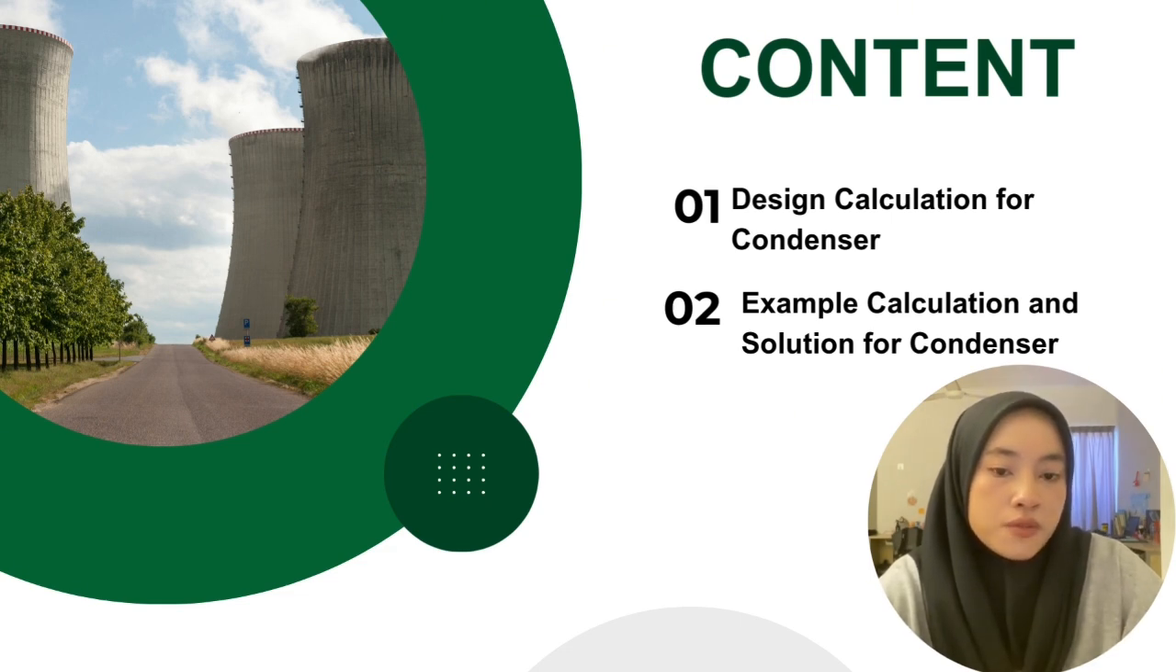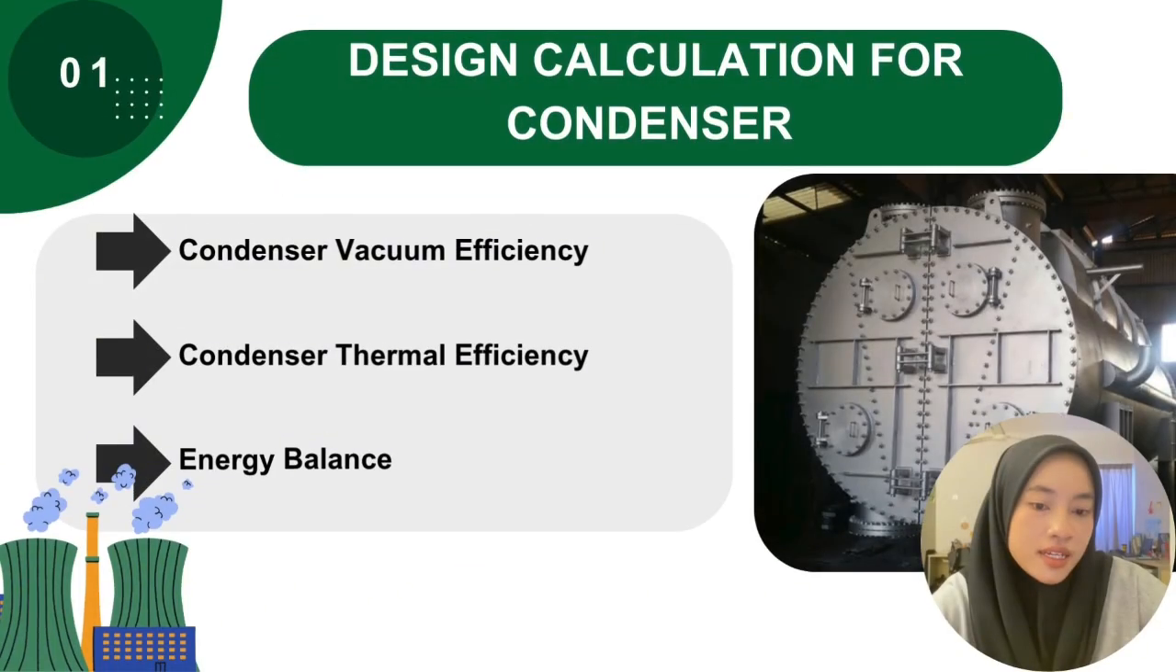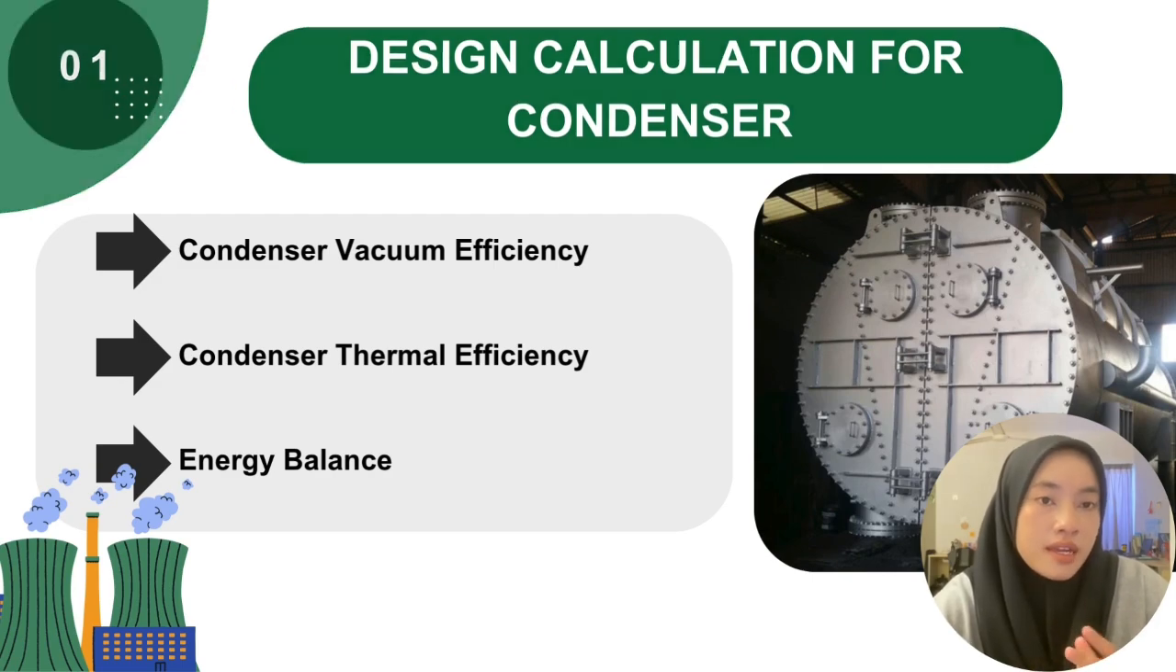So, we have two contents to be presented today, which are the design calculation used for the condenser and example calculations related to the condenser. To begin with is the design calculation for a condenser. There are a few calculations that can be done for a condenser, and we will focus on these three parts, which is we can calculate the vacuum efficiency, thermal efficiency, and energy balance.